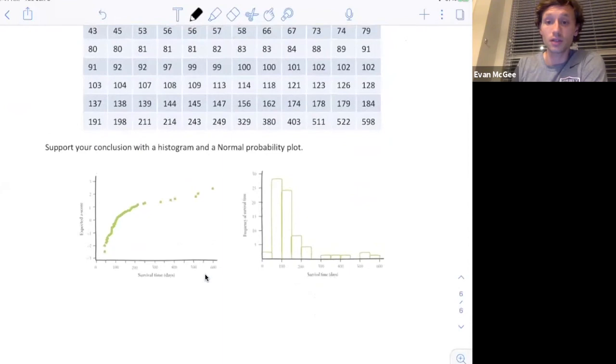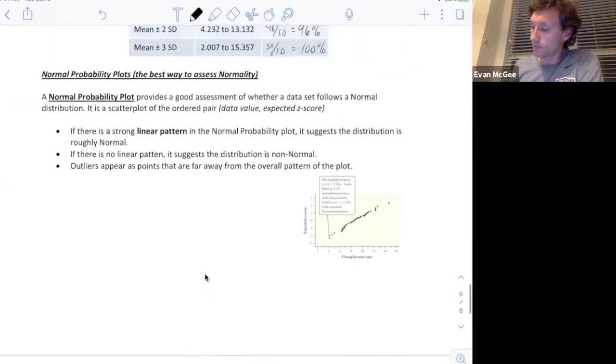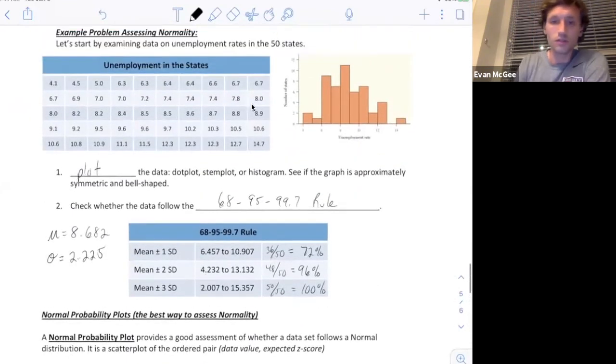The other thing I wanted to say is, after I've typed all of these values into my calculator, I can make a histogram and make sure it looks approximately normal, and also check with a normal probability plot.